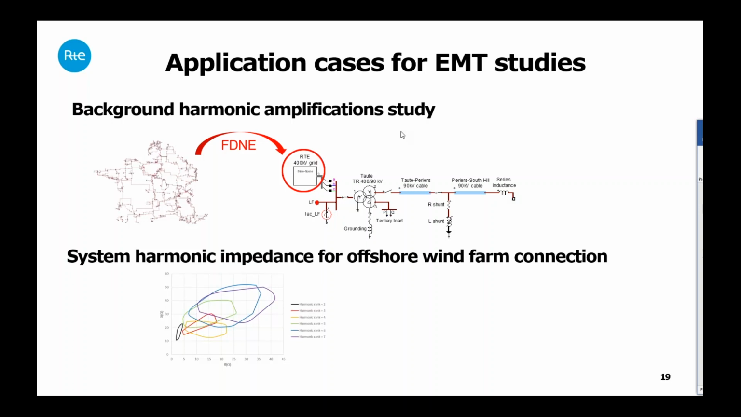So we imported the whole network, and then in EMTP, to shorten time domain simulations, we use a frequency dependent network equivalent, FDNE, on the network.